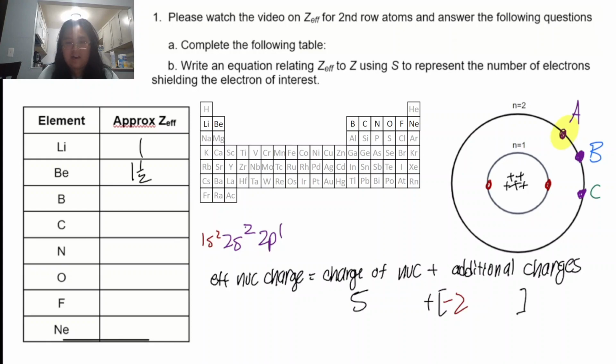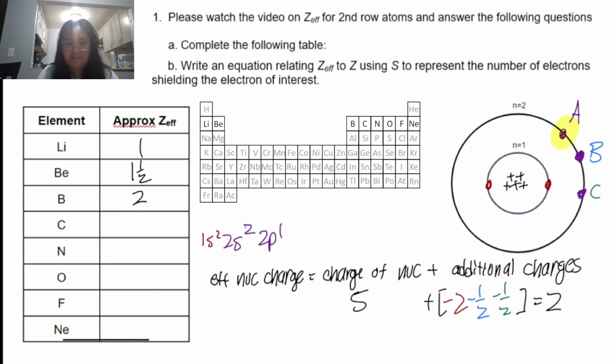A and B are identical, so half of B is closer than A and half of B is farther than A, so the half of B that's closer contributes a -1/2 charge. A and C are also identical, so half of C is closer to the nucleus than A and half of C is farther away, and the half of C that's closer contributes another -1/2 charge. So taken all together, the Z effective for boron is 2.